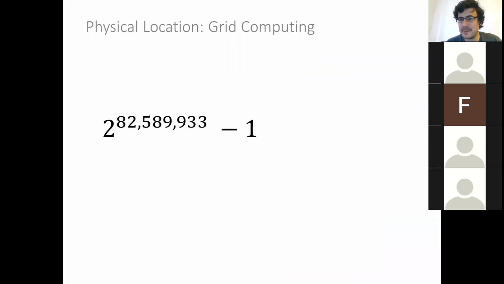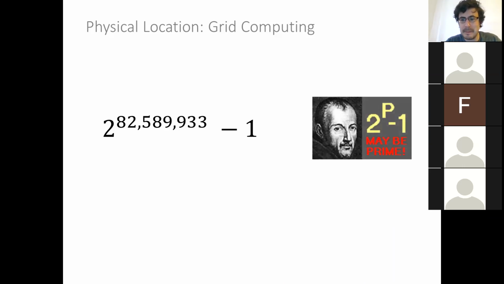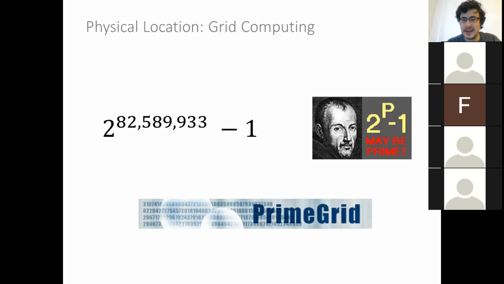So you might recognize this number, you might not. This is a prime number. This is in fact a Mersenne prime, so 2 to the p minus 1, where p is also a prime, maybe prime. And this is the largest prime number that has been found. That was found in 2018 using a grid computing project called PrimeGrid. So there are various projects for finding different types of primes. And these are based on grid computing. So they're based on this idea of volunteer computing, that people volunteer some of the computation power they have.